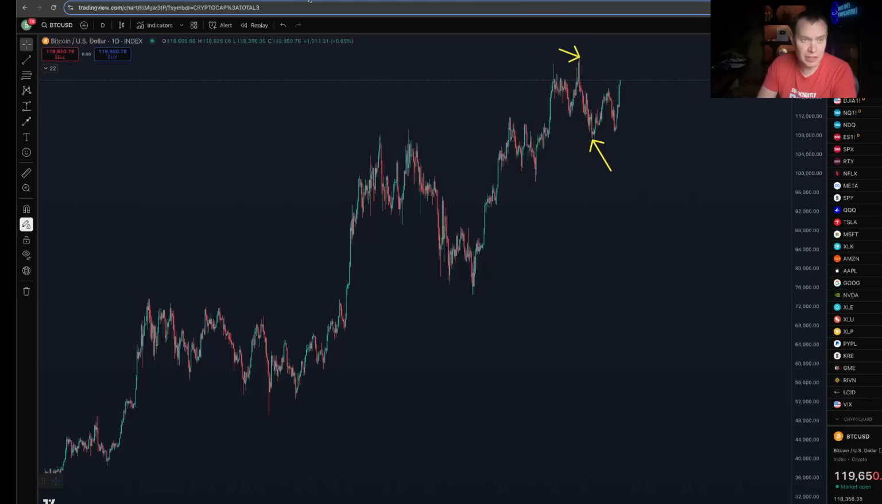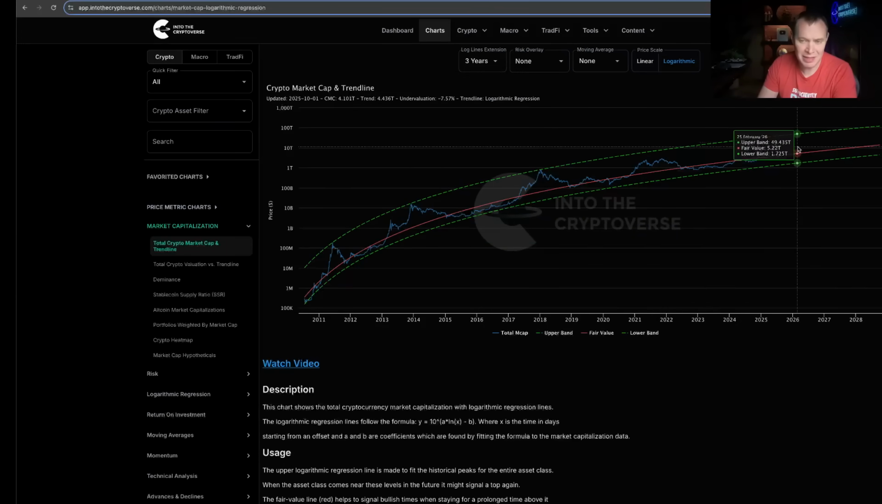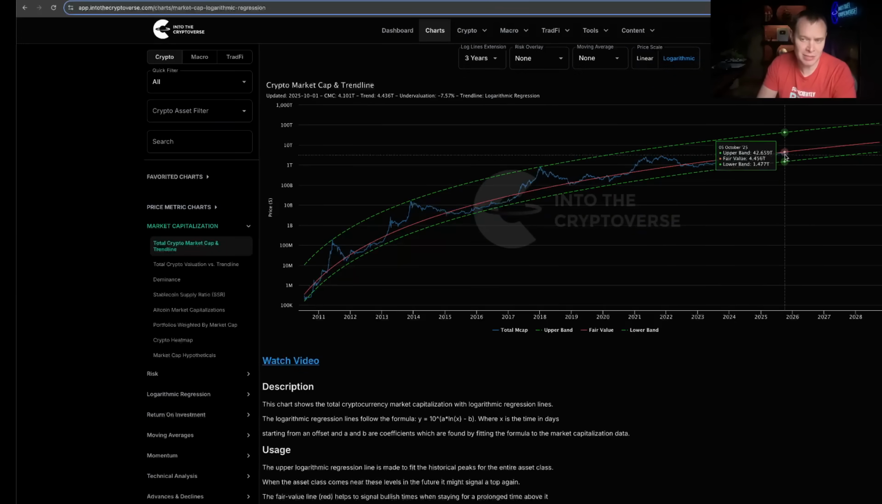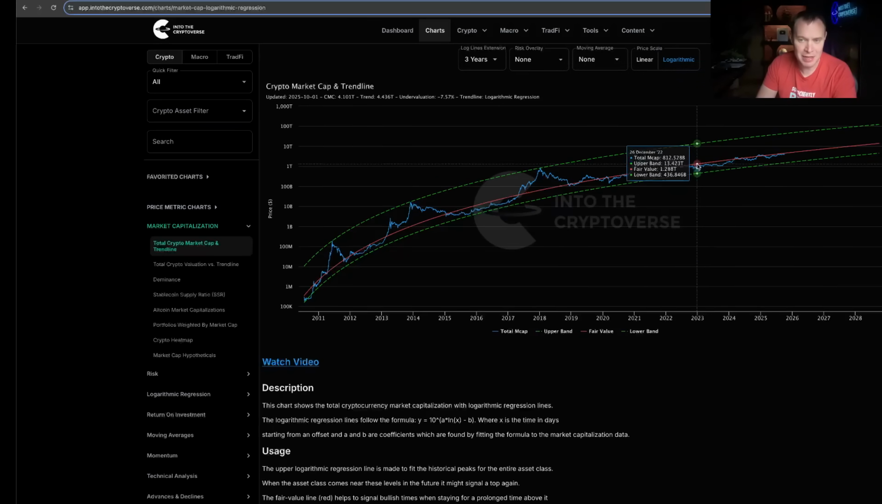The thing that we should look at, though, is as of now, within the asset class, we're currently about 7 to 8% below the fair value logarithmic regression trend line, which, as we know, is a monotonically increasing function. We still stay just below that fair value. And the reason, of course, is because the altcoin market has not really participated in the bull market in the same way that Bitcoin has, right?